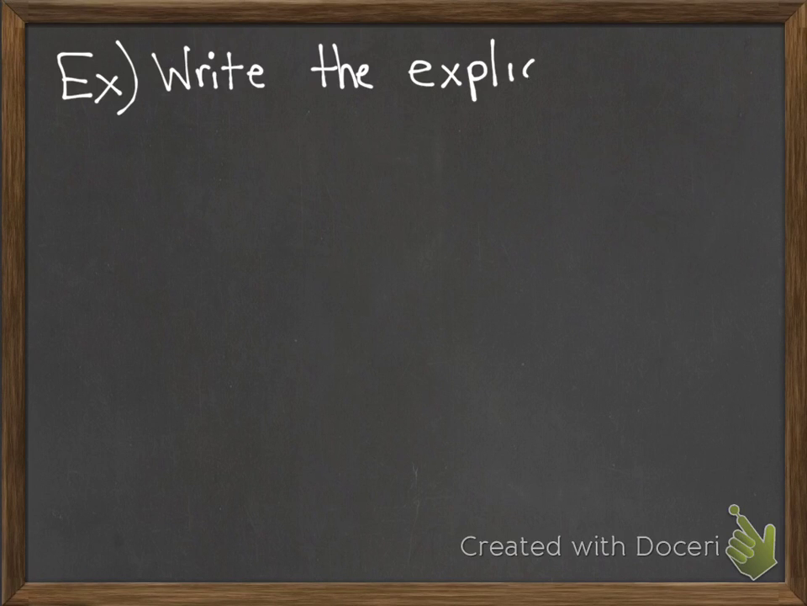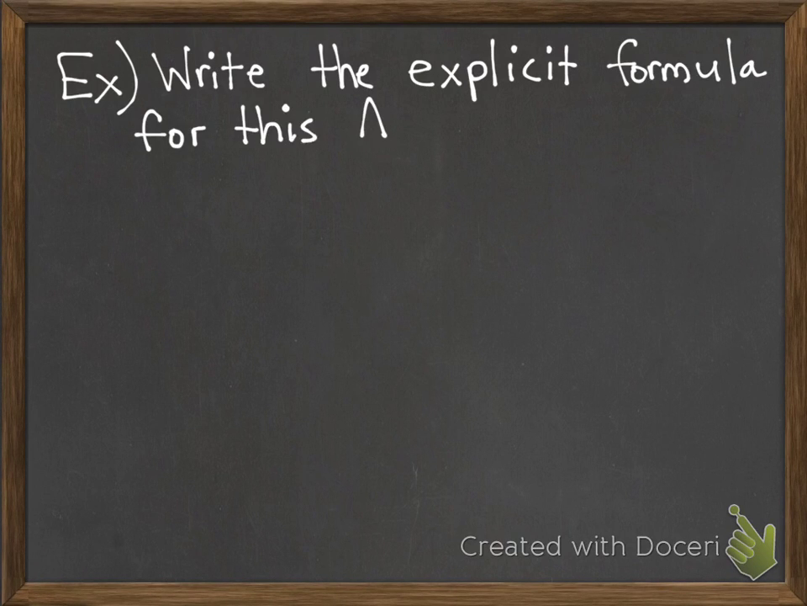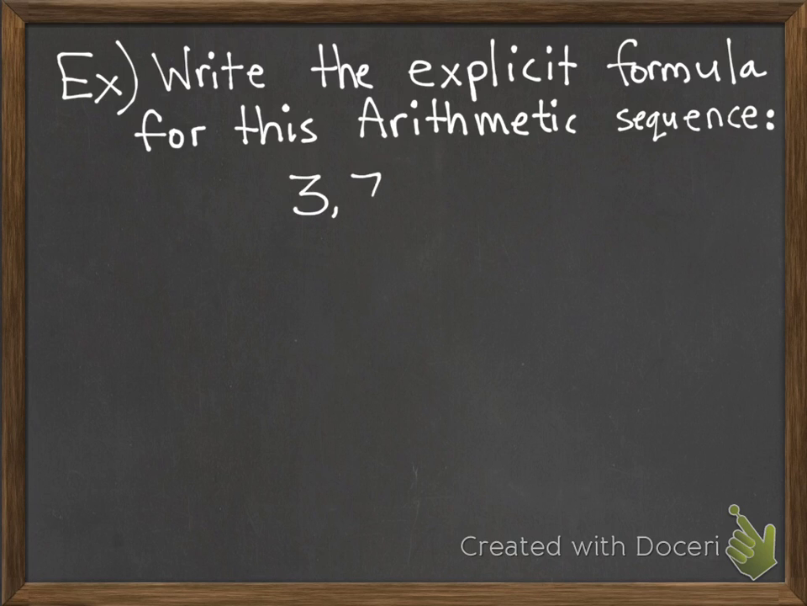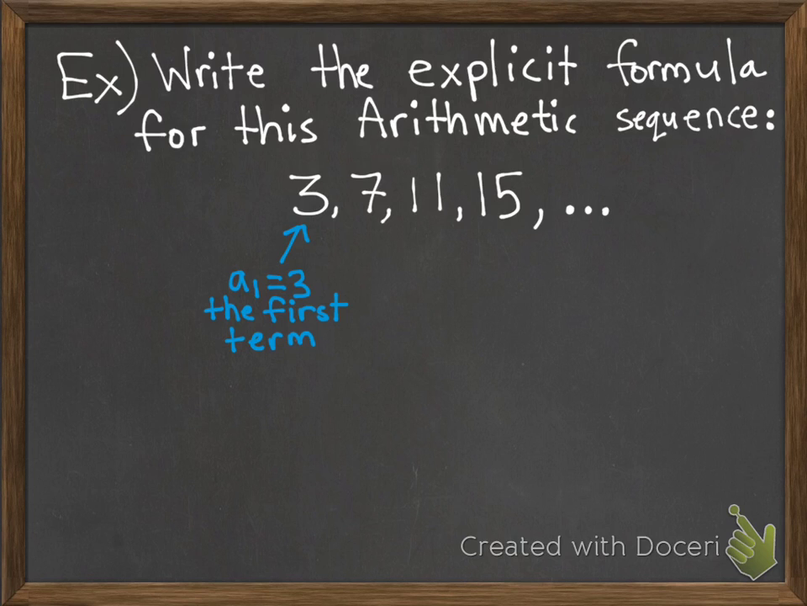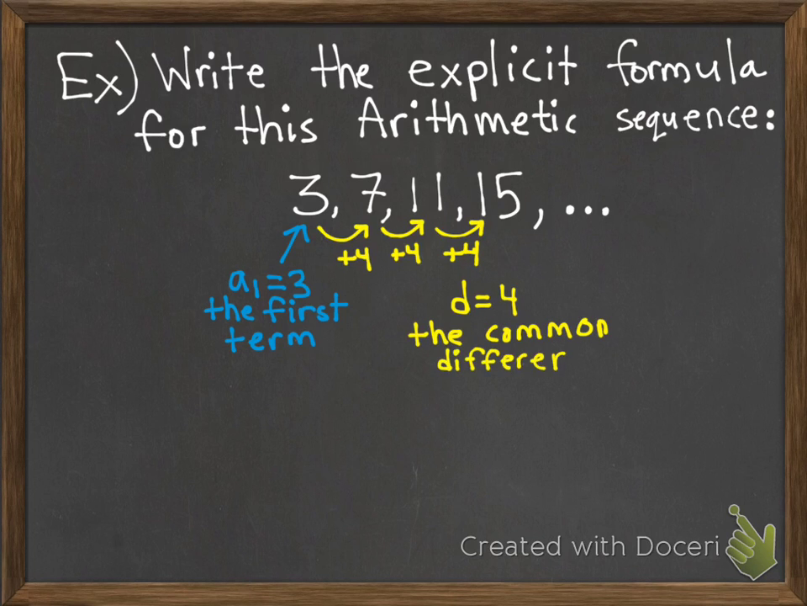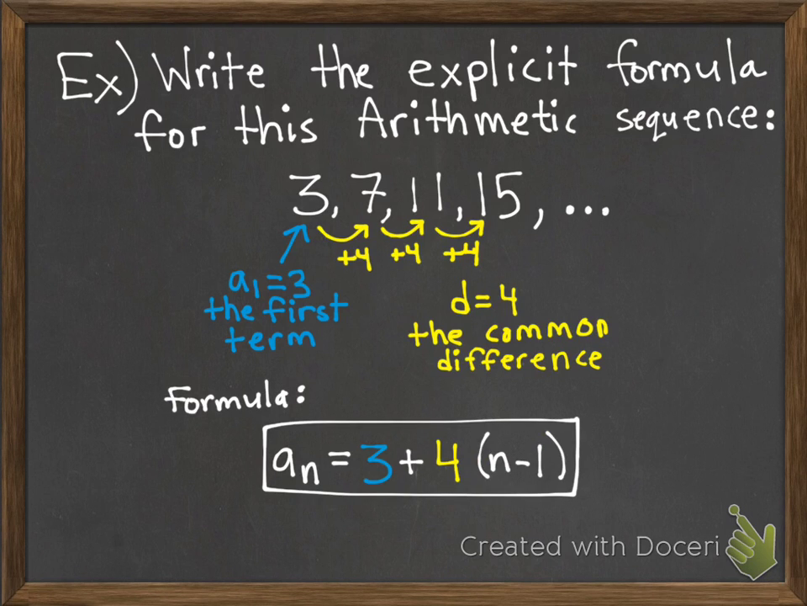Let's look at an example. If we want to write the explicit formula for this arithmetic sequence, remember, arithmetic means it's adding or subtracting the same amount each time. First, we would want to identify the pattern we see and the first term of the sequence. The first term is 3, so that's going to be our a_1 value. And to get from one term to the next, it's adding 4, so that is our common difference, or d value. And we would simply plug those two numbers into our formula. So a_n is equal to our first term, 3, plus our common difference, 4, times (n minus 1) in parentheses.